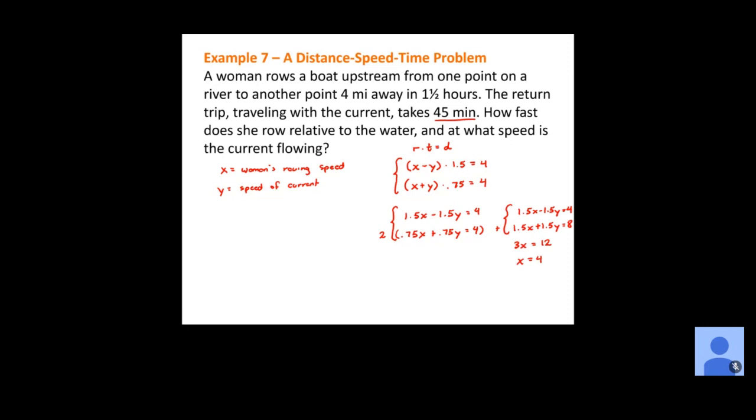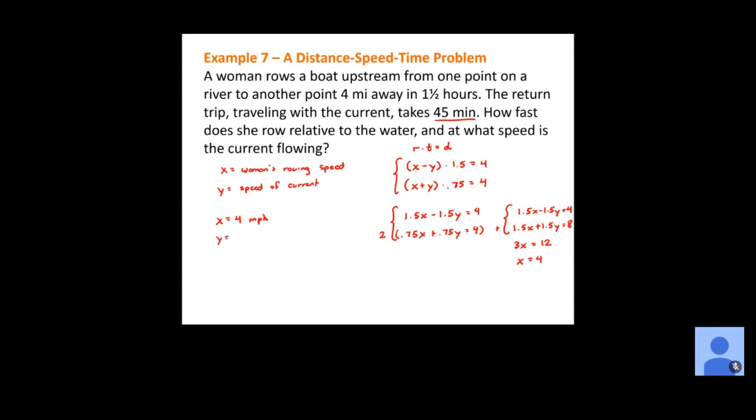Okay, so now we know the woman's rowing speed, right? So we know that x equals 4, and now we interpret it in terms of the context of the problem. Well, we know our speed in this case is going to be measured in miles per hour, since we left our time in hours and our distance was in miles. So this is 4 miles per hour for the woman's rowing speed.